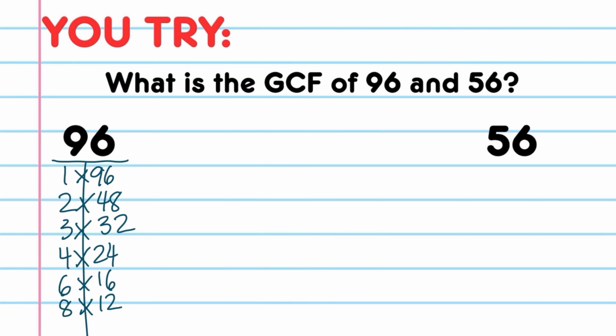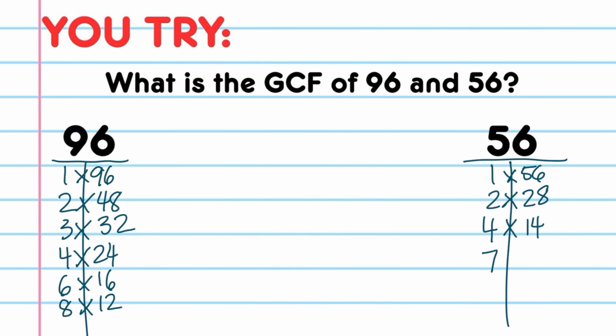Now we're going to move over to 56. So I'm going to do the same thing to list those factors. 1 times 56 is 56. 2 times 28 is 56. I know that 3 doesn't go into 56. 4 times 14 is 56. 5 doesn't go into 56. 6 doesn't go into 56. And 7 times 8 is 56.